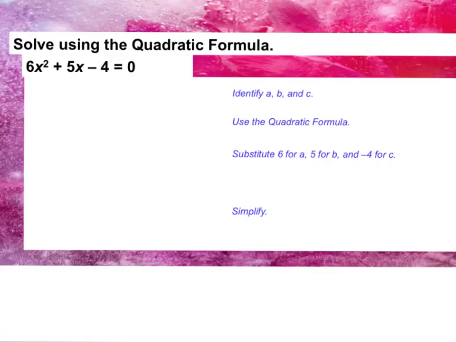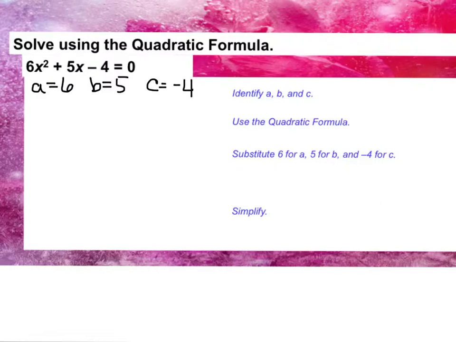Let's go ahead and solve this quadratic equation using the quadratic formula. I have the steps listed on the right hand side for you, and step 1 says identify a, b, and c. But before you even begin the steps, make sure that your quadratic equation is in standard form. You want it set equal to 0. So a is going to equal 6, b is 5, and c is negative 4.